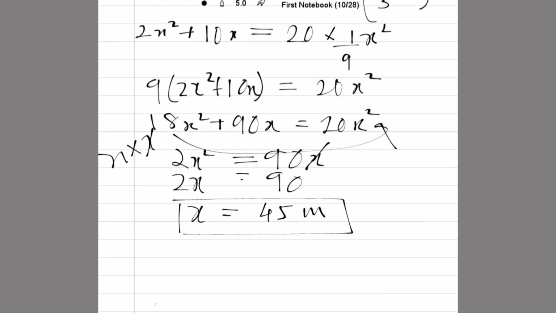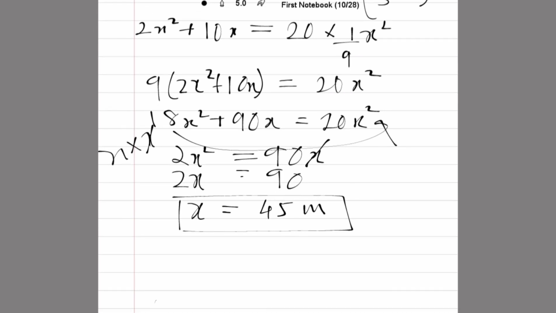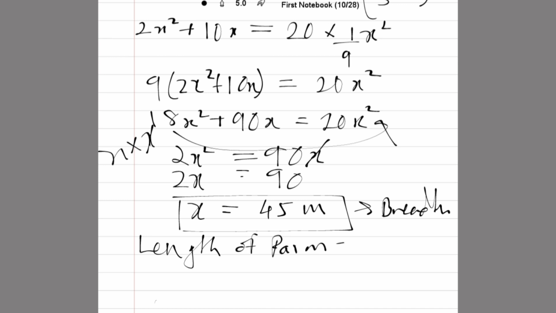Now we have to find the length of the farm. So this is the breadth. Now length of the farm is 2x plus 10, right? So it is 2 into 45 plus 10. So 2 into 45 is 90 plus 10, that will be 100 meters, right?